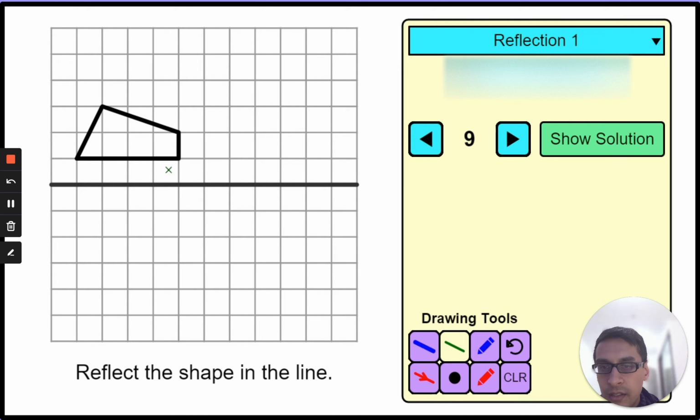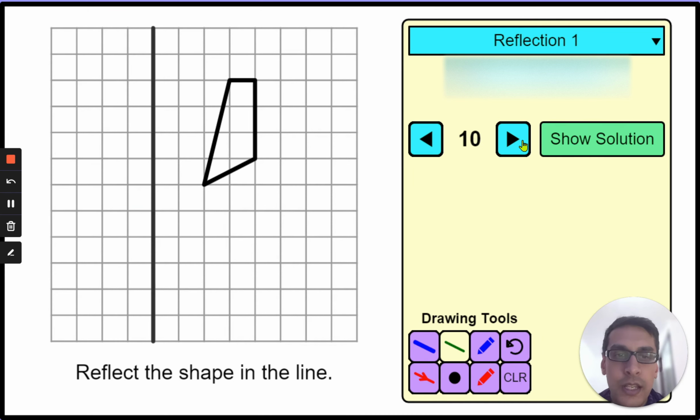Okay, question 9. Now this line here is just going to be reflected straight across there, and then we're going to count some vertices here. So you can see I'm going 1, 2, 1, 2, and then here I can see those points are already done. This one here is going to be 1, 2, 3, 1, 2, 3. So when we connect these up, you can see we've got our reflection of our shape.